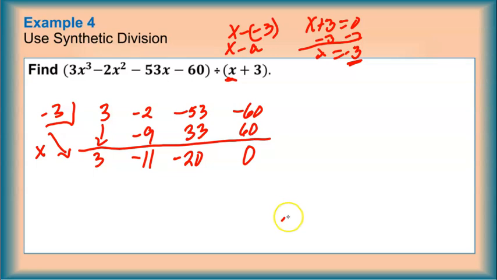When your remainder is a 0, you know that x plus 3 is a factor of this whole polynomial. So now how do we write our answer? Well, when we do division, like when we did the long division, our answer always starts with one exponent less than the leading degree term that we had. So if this is x cubed, that means this one's going to be 3x squared minus 11x minus 20 with no remainder. So this would be my final answer.